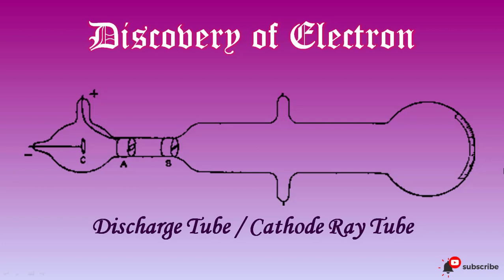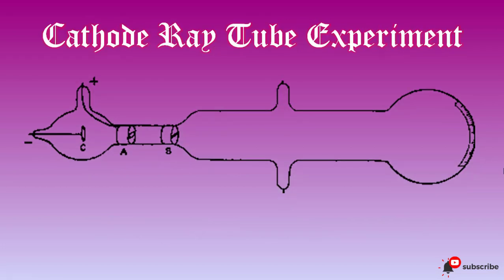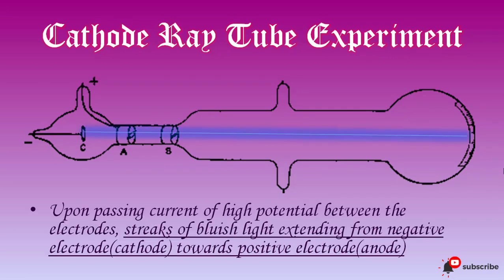This apparatus consists of a glass tube fitted with two metal electrodes connected to a high voltage source and a vacuum pump. When the tube is evacuated and a current of high potential is passed between the electrodes, streaks of bluish light extending from the negative electrode, that is cathode, towards the positive electrode, that is anode, were observed. The rays appeared to travel in a straight line from the cathode to the anode, causing the wall at the opposite end of the tube to glow where they strike. These rays were called cathode rays, as they were arising from the cathode, that is the negative electrode.